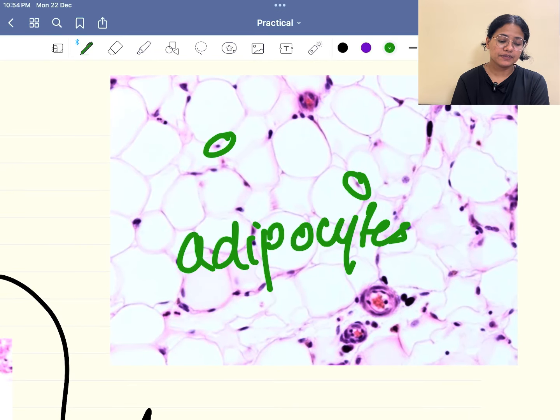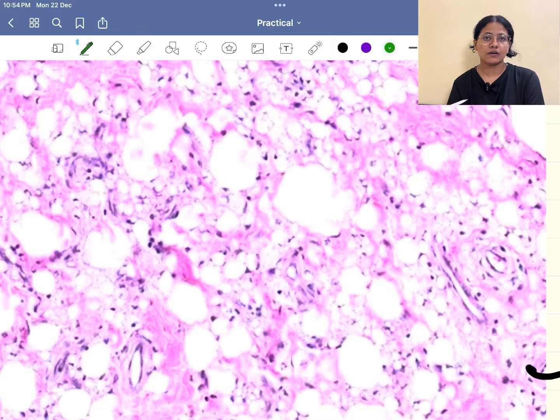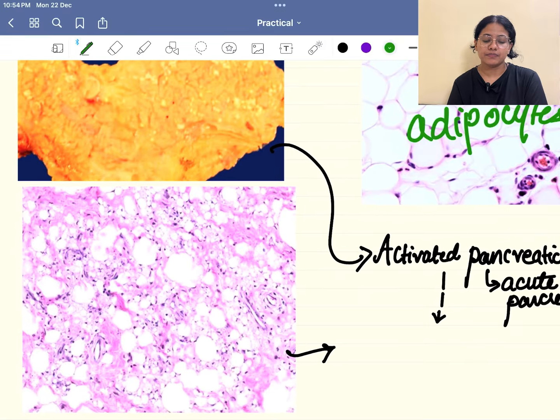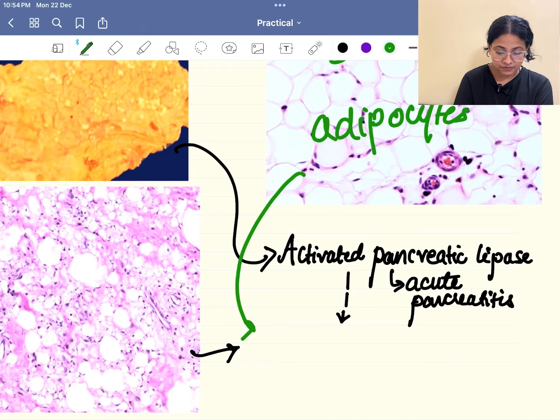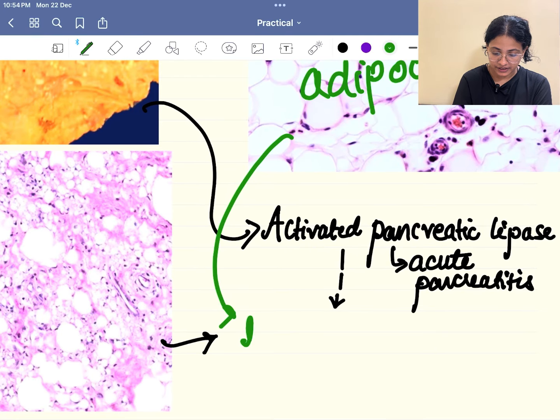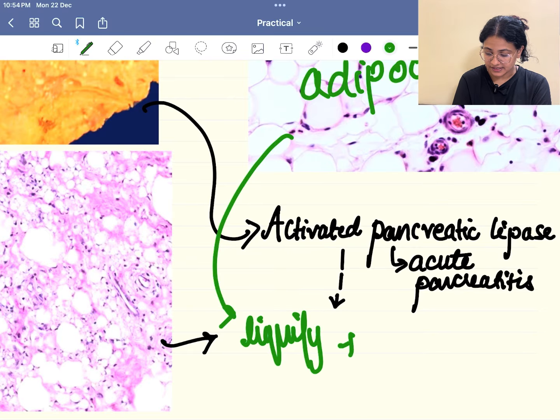But when I tell you that there is a history of a patient who is a chronic alcoholic, who drinks a lot of alcohol and comes to the ER with severe abdominal pain and vomiting, then you will suspect that the patient has acute pancreatitis. So in acute pancreatitis, the type of necrosis that we see is fat necrosis. Why does this happen? Because there will be activated pancreatic lipases. These will leak out of the cells and then they will liquefy the membranes of these fat cells, and then there will be fat saponification.